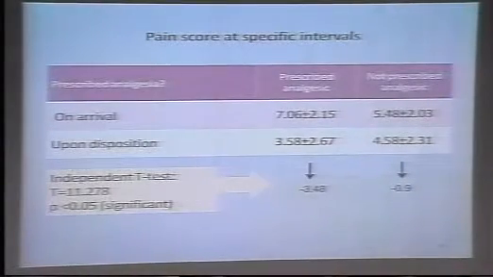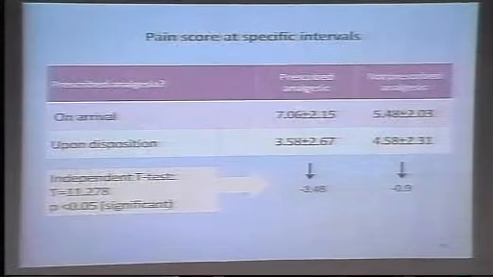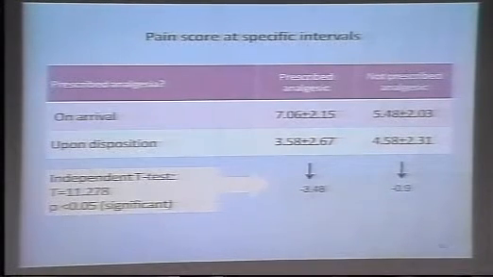We also compared the pain score between patients who were prescribed analgesics and patients who were not. In this study, it was found that patients who were prescribed analgesic recorded a higher pain score on arrival and a lower pain score upon disposition. So it means they recorded a greater reduction of pain. We compared the mean reduction of pain using the independent t-test. It was found that the average reduction of pain was significant between both groups.